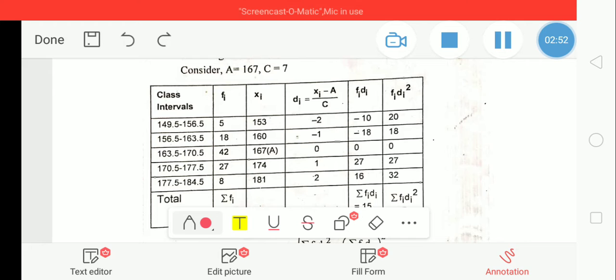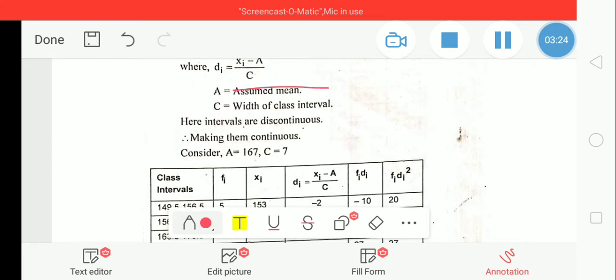Then we first find the midpoint of each class interval. So 149.5 plus 156.5 divided by 2 gives 153. That is a midpoint. Here also we take the addition and divide by 2, and the same for each of the others, so they give these values.